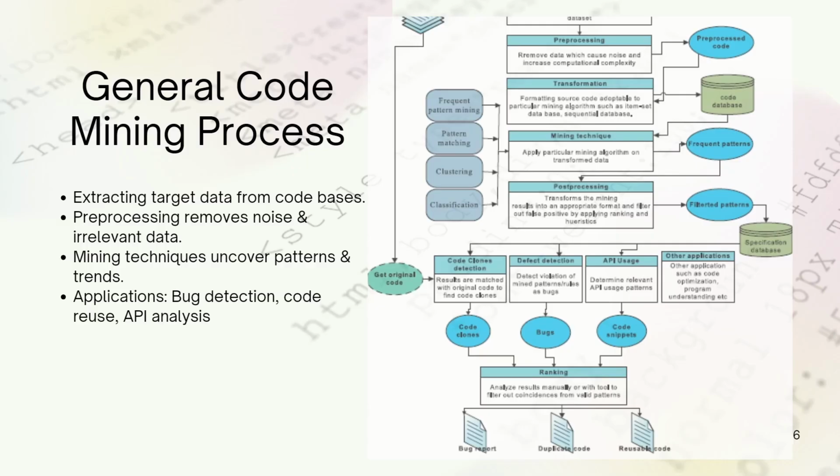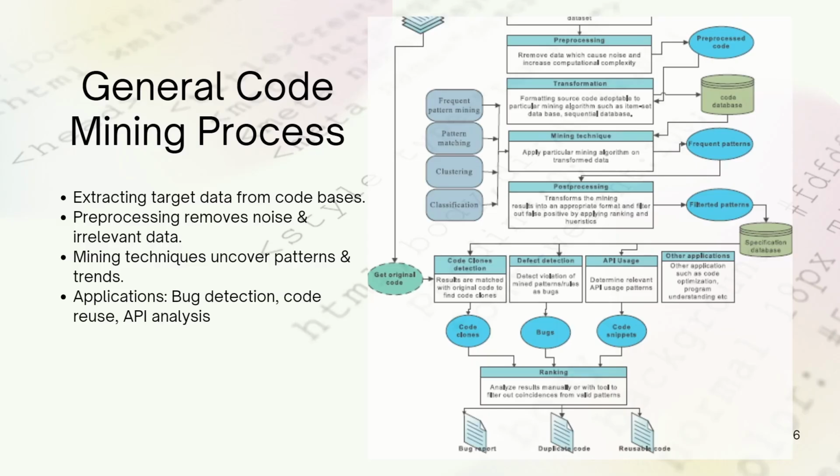The first step in this process is data extraction, where relevant information is gathered from various sources such as version control systems, bug databases, and public or proprietary code repositories, for example, GitHub, Bitbucket. Additionally, execution traces and software logs can be analyzed to understand runtime behavior, which helps detect performance issues and inefficiencies. This step ensures that enough raw data is available to identify patterns in the later stages.